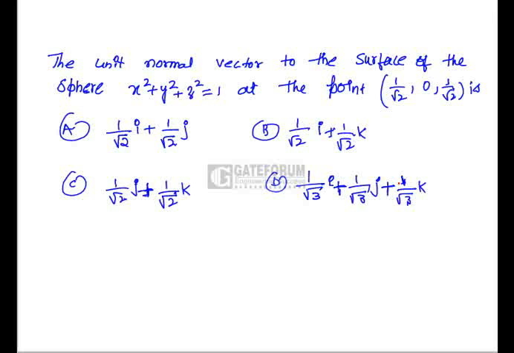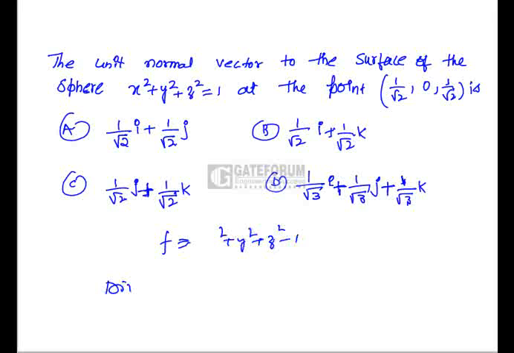Normal vector to the surface of the sphere x square plus y square plus z square is equal to 1 at the point 1 by root 2 comma 0 comma 1 by root 2 is... So we have to find the unit normal vector along a sphere whose equation is given, at the point 1 by root 2 comma 0 comma 1 by root 2. Now let us consider the sphere function as some f. Consider this function as x square plus y square plus z square minus 1.